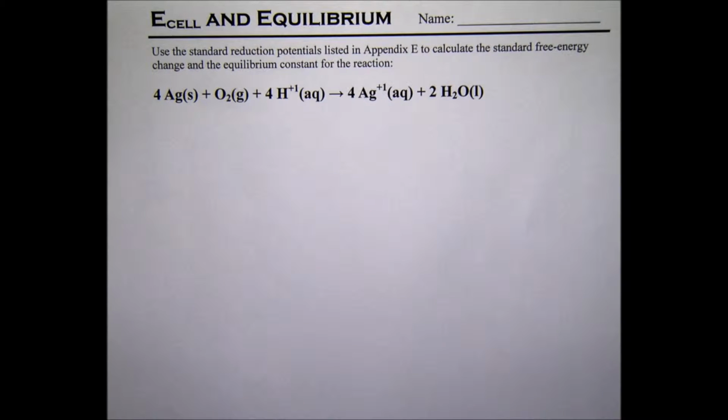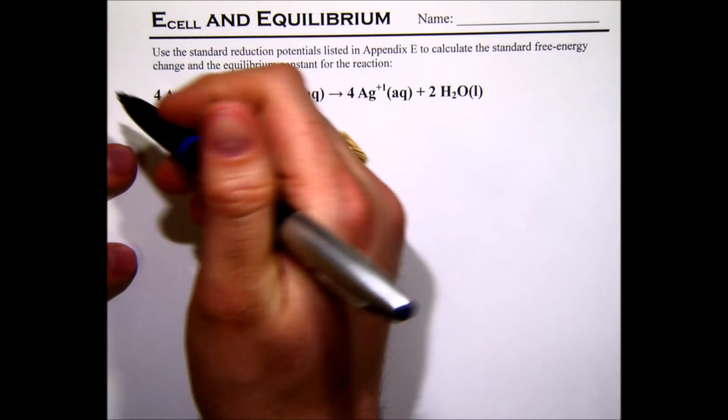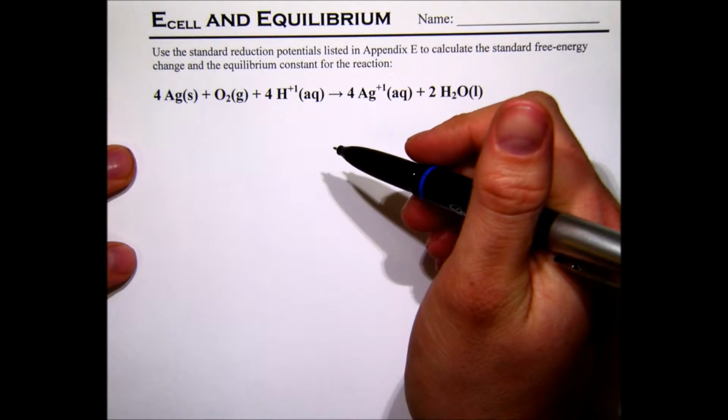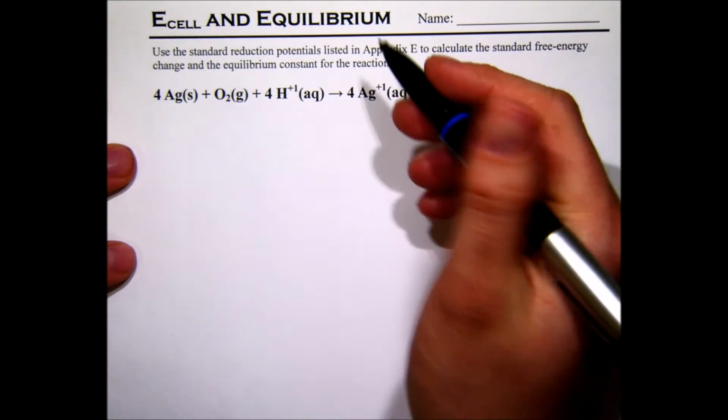So in this video we're going to have a look at Ecell and equilibrium. So we have an example equation here, which is hopefully a redox equation. So the first thing that you'll do when you get any equation is write the oxidation numbers.